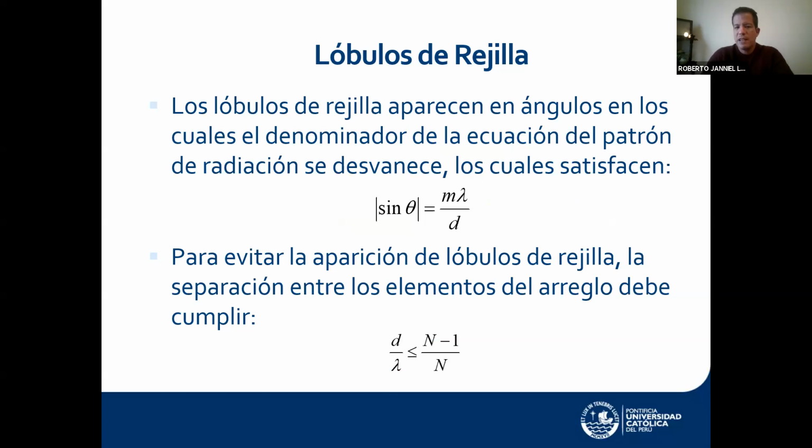So the grating lobes are going to occur at angles at which the denominator of the equation that we had before for the radiation pattern will vanish. And you can go to that equation and simply look at the argument, and you can find out that that will happen in locations where the sine of the angle is a multiple of lambda divided by d. Lambda the wavelength, d the element separation.